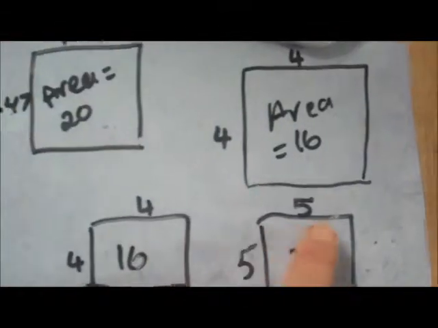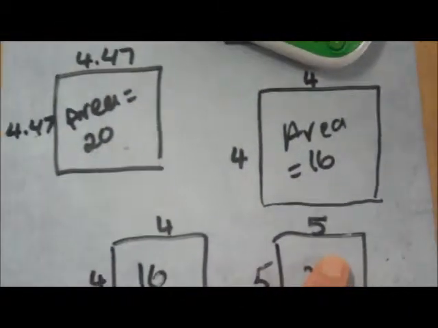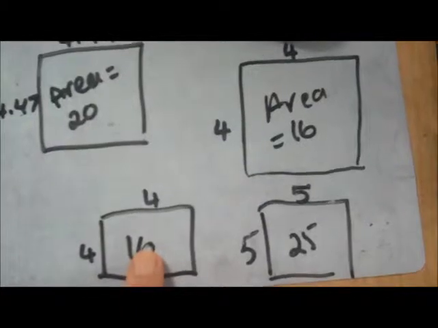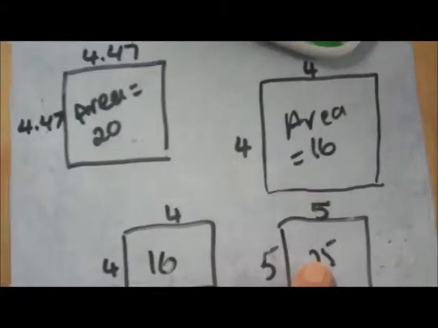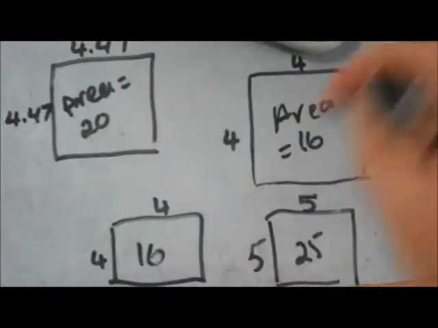But it does lie between 4 and 5. It has to, because its area lies between 16 and 25. So today we're going to look at square roots and some more questions like that.